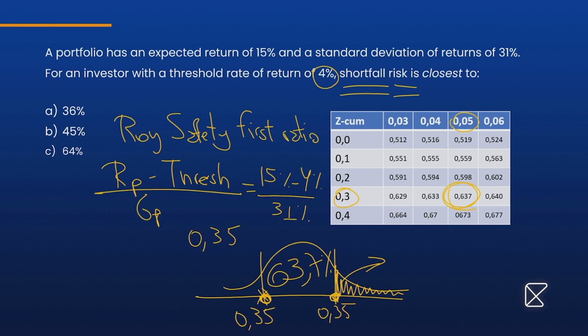So is that the answer? Is that the number I want? No, because the information I really need is what is to the left of it. In other words, what's the tail? So if you have 63.7% until this part, what you have left is 36.3. And this is the area, this is the probability that I've been looking for. And this is the shortfall risk. So what's the shortfall risk? Well, 36% approximately. And that brings us to letter A.